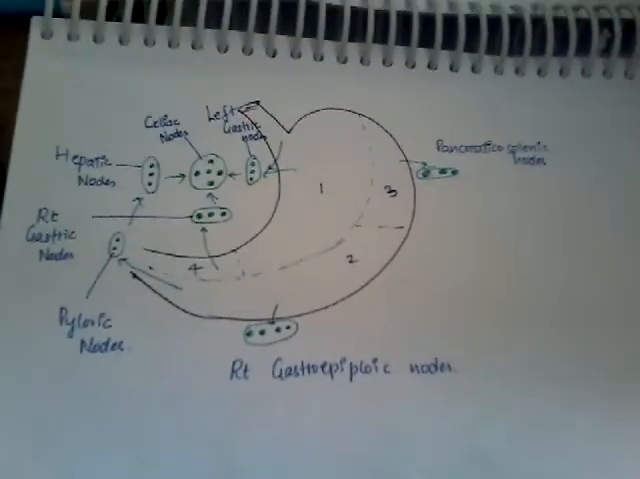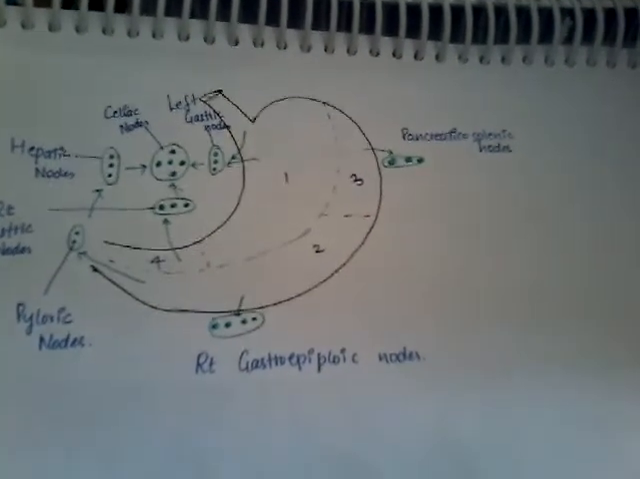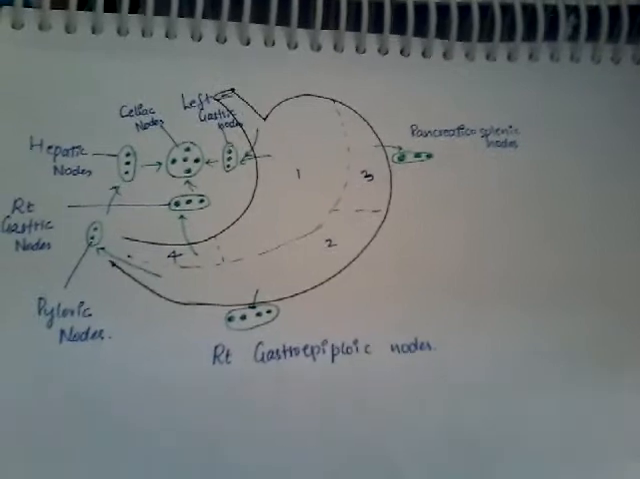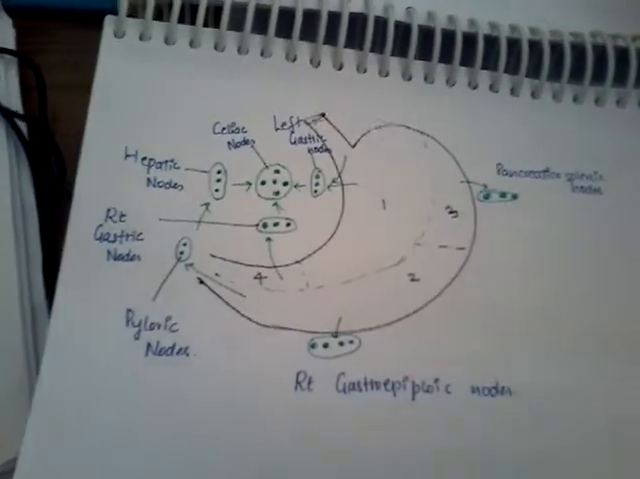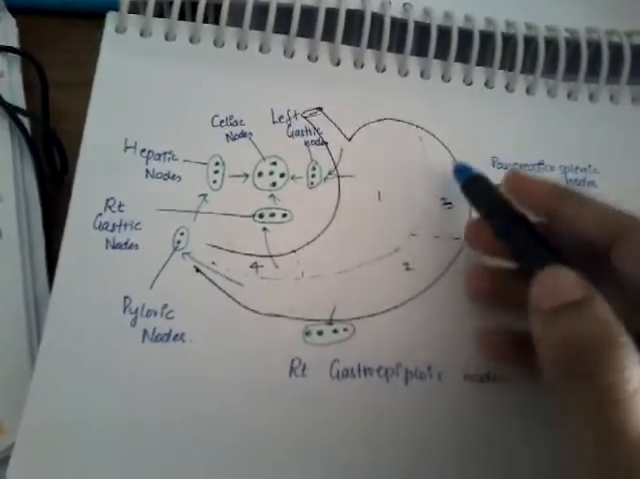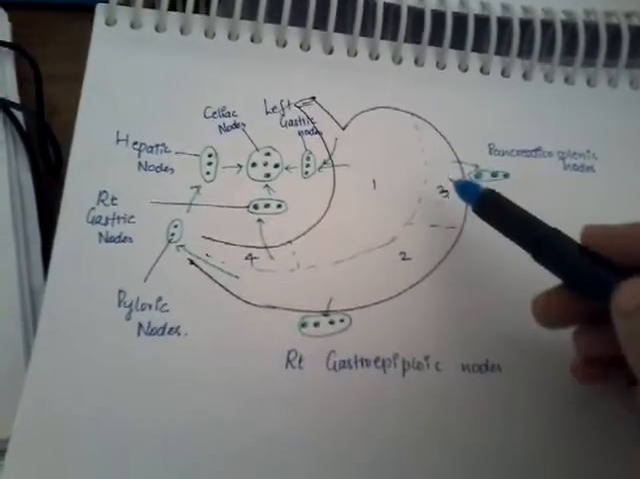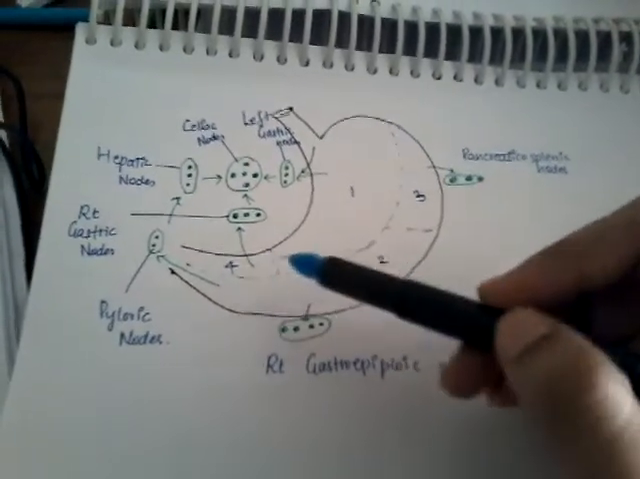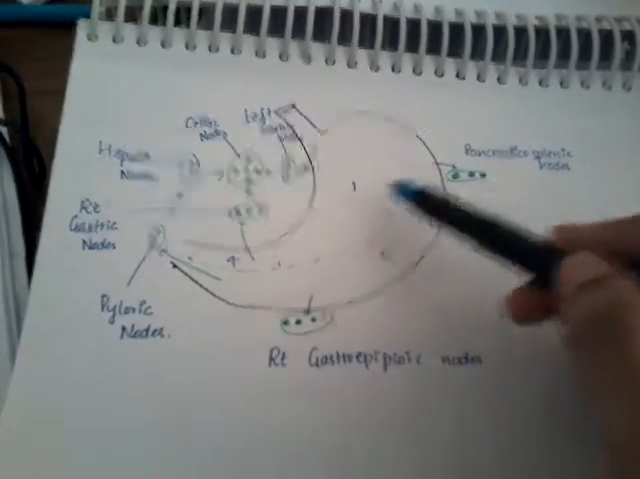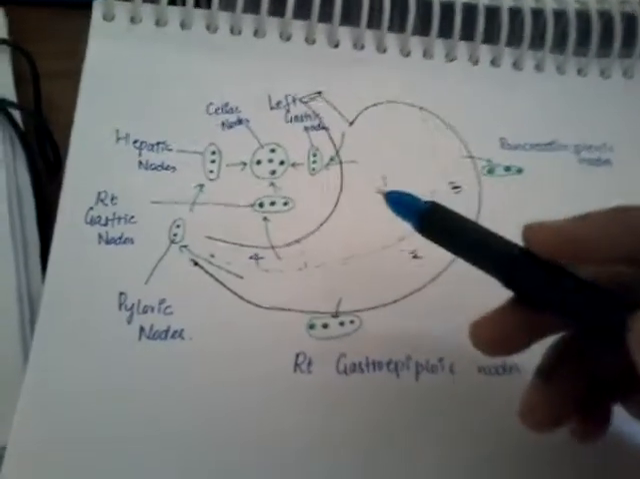Now let us learn about the lymphatics of the stomach. The stomach is divided into four parts for lymphatic drainage. First, the stomach is divided through its longitudinal axis into two parts, a right and a left part.